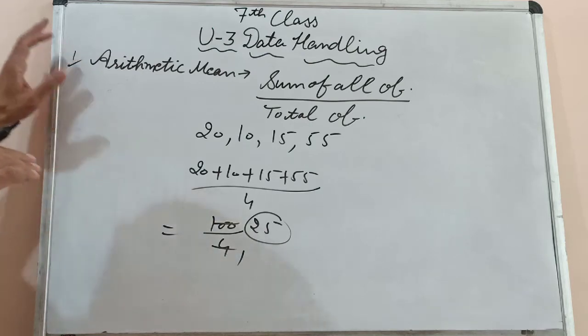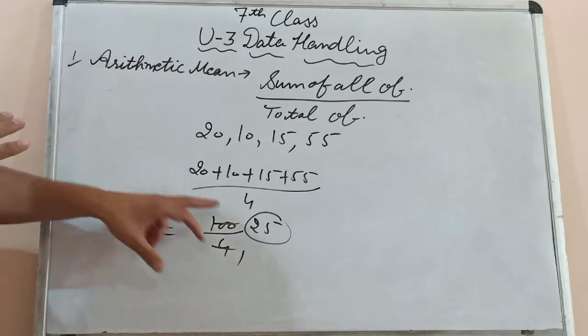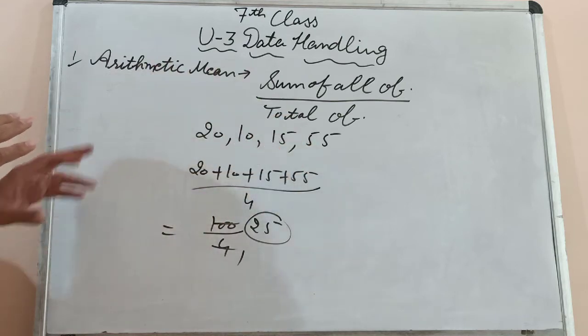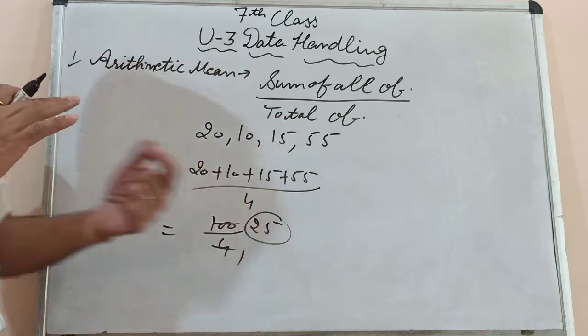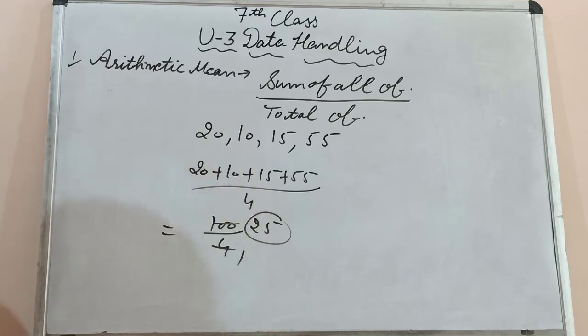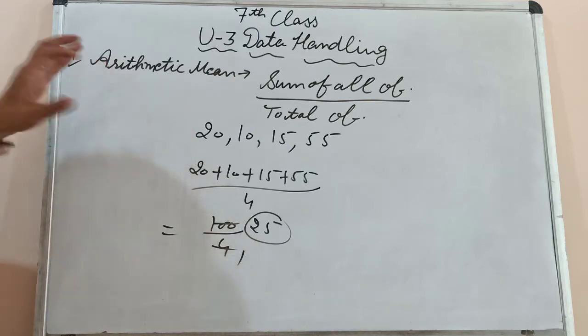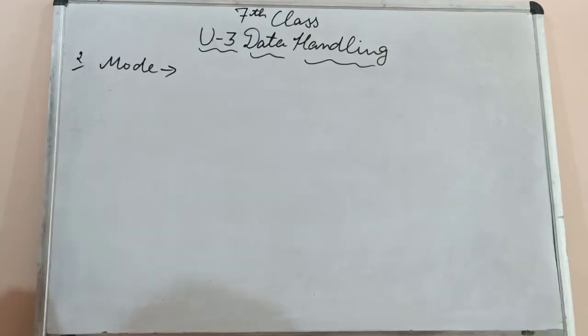Clear? So arithmetic mean is the most common representative value. So we have 20, 10, 15 and 55, but the common thing is 25, that is rupees 25. So by dividing the sum of all observations by the total number of observations, we can get arithmetic mean.